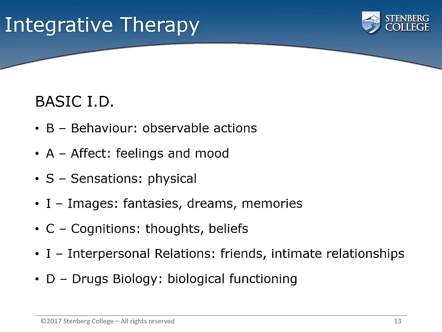C is for cognition, so those are thoughts, beliefs, values, opinions, self-talk, insights, etc. I is for interpersonal relations, so they are essentially friends, intimate relationships, and our interactions with others. D is for drugs or biology, which is our biological functioning, which includes overall health, nutrition, exercise, and self-care practices.